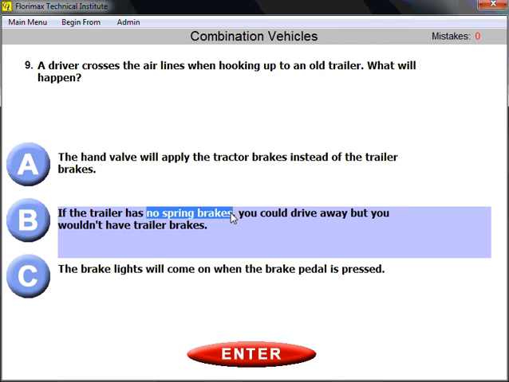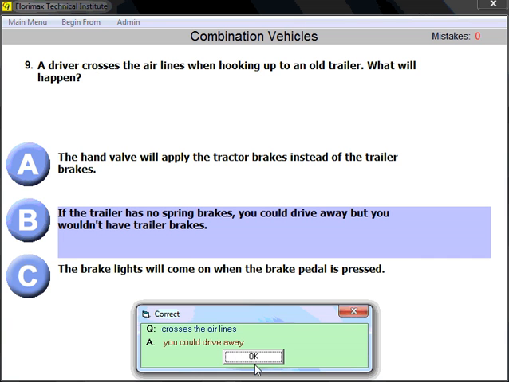And here is the option. If the trailer has no spring brakes, which it does not, you could drive away, but you wouldn't have trailer brakes. So when you read old trailer, go directly to no spring brakes. That's an option. No spring brakes. You could drive away.